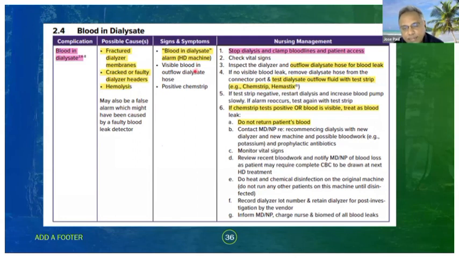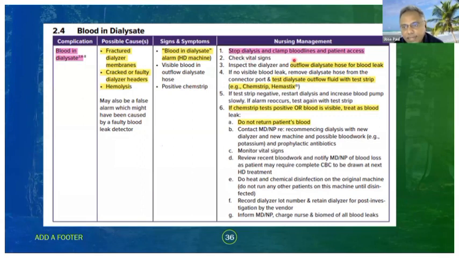And usually it will be detected by the blood leak detector. Usually the dialysis will be terminated by the machine itself. But if you've got a faulty sensor, or if you have a problem with any of these things, then you can have blood in the dialysate line. Then how do you manage?